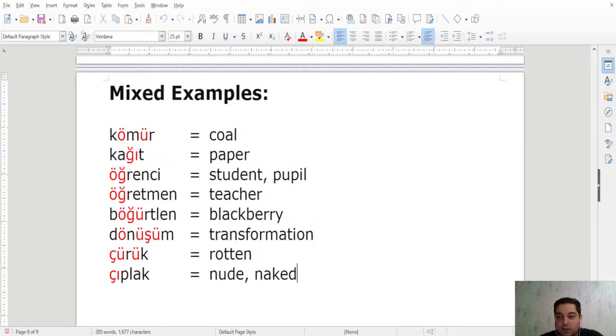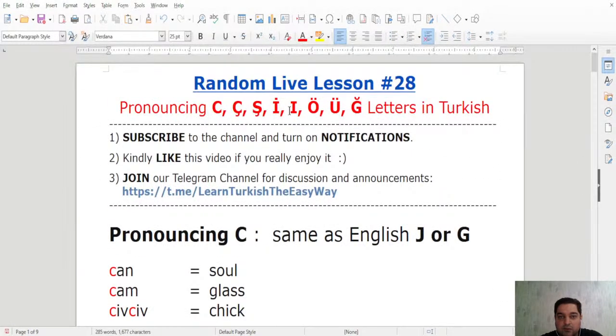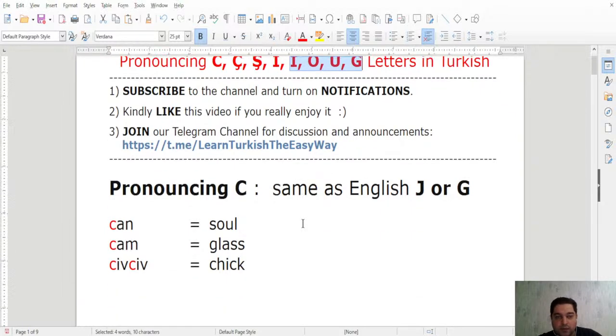Together with the examples, we covered all possible letters that are especially native Turkish. These four are definitely Turkish native letters. The other four, J, Ç, Ş, and E, somehow exist in English. But the other four are, in terms of writing especially, very much native to the Turkish language. And again, we have gone through all of these examples.